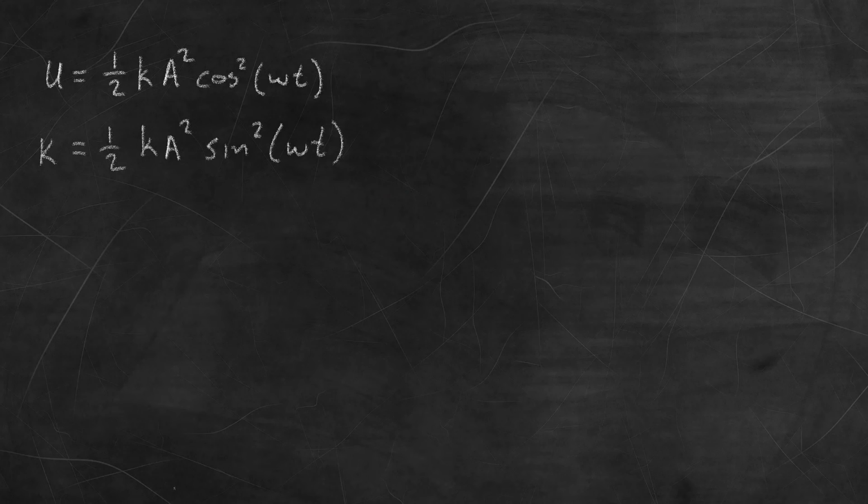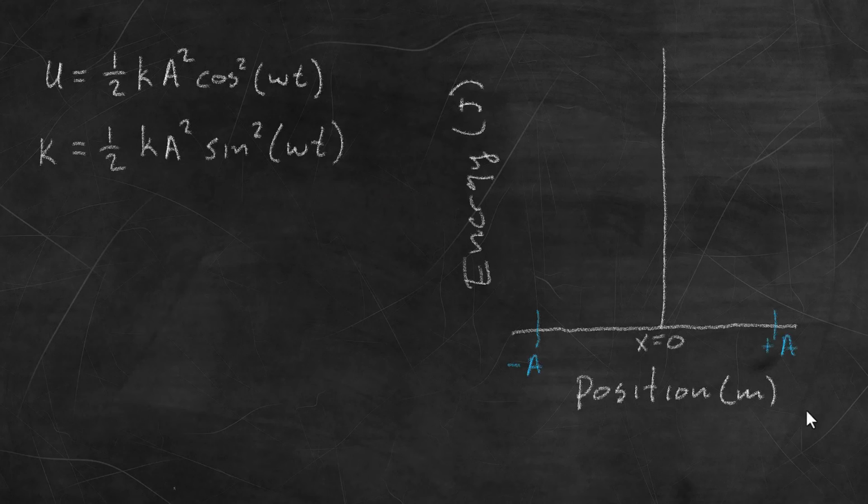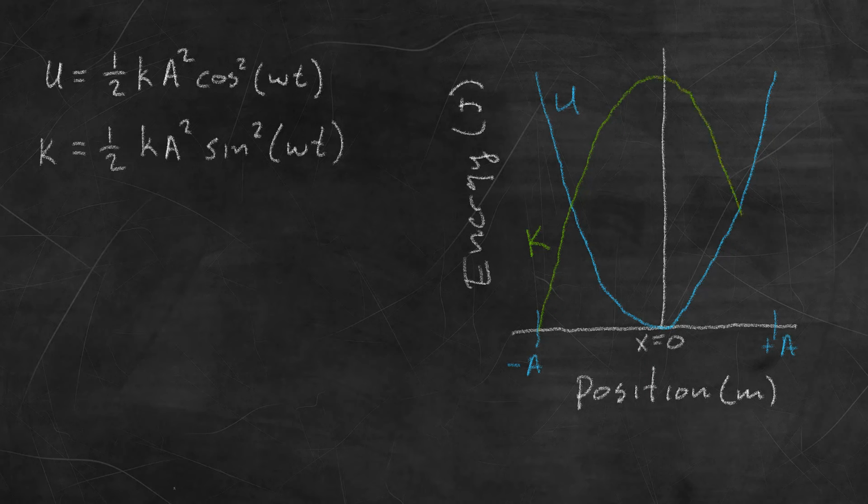Let's look at these energies as a function of position. Starting from the maximum negative displacement, where the spring is stretched the most, the potential energy is a maximum, drops to 0 at the equilibrium position, x equals 0, then quickly increases again to the maximum. The kinetic energy is a flipped image of this. At the maximum negative displacement, the object is stopped, so its kinetic energy is 0. As it moves back towards equilibrium, it speeds up, reaching a maximum speed and kinetic energy at x equals 0. It then slows down as it reaches the maximum positive displacement.